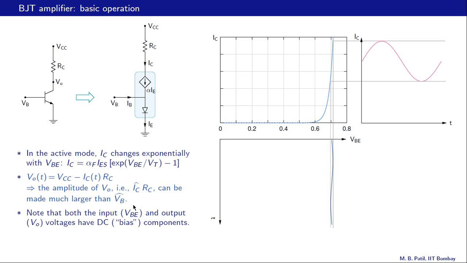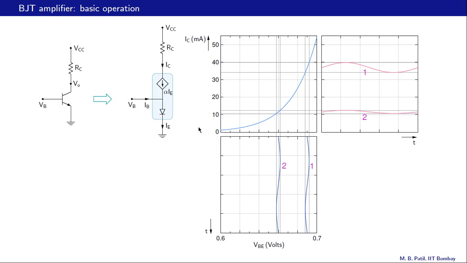One very important point to note here is that both the input VBE and the output voltage VO have a DC component. For example, VBE is not varying around 0 here, it is varying around some DC value. Similarly, IC is not varying around 0 here, it is varying around some DC value. And VO also will do the same. So this is a very important point, and let us make a note of that.